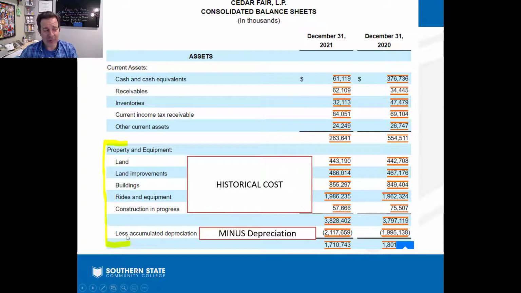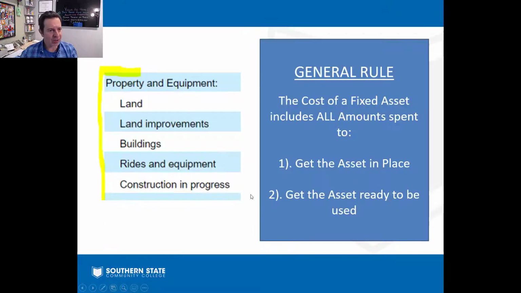And then you'll notice right below that, less accumulated depreciation. We'll get to that part a little bit later. But on their balance sheet, they're recording the historical cost of what they paid and then subtracting out what they've depreciated to get a net amount of property, plant, and equipment. So our goal right now is just to figure out what goes in that number for historical cost, for land, buildings, equipment, and so on. We'll worry about the depreciation part later on.